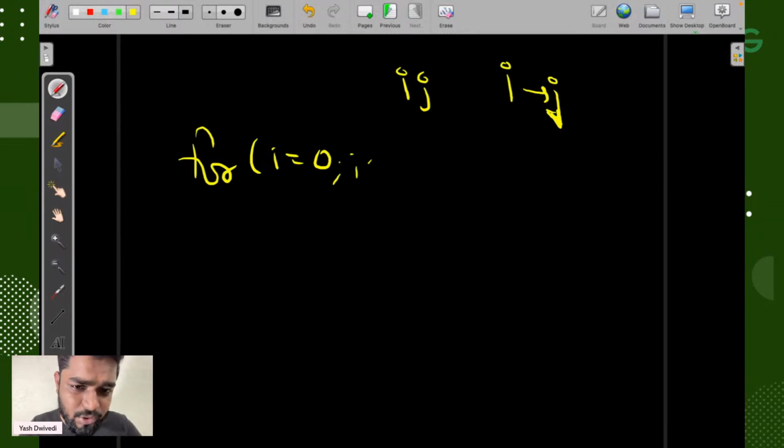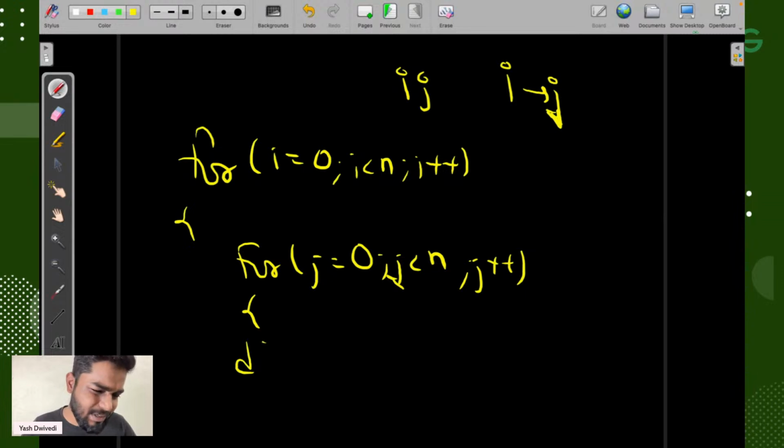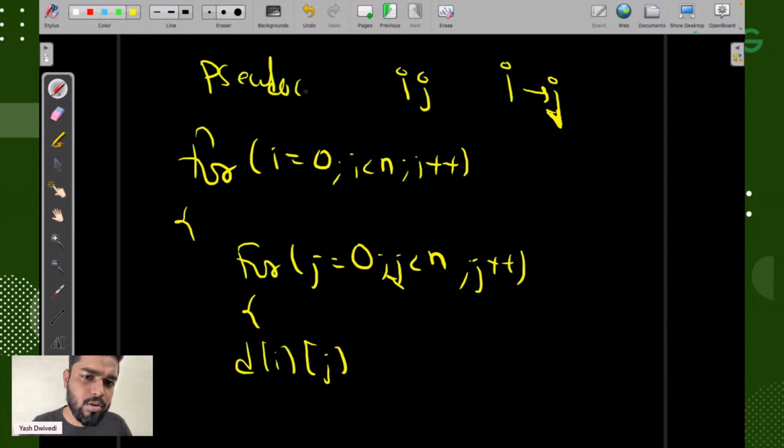So I'll say that i starts from 0, i is lesser than n, and then I'll do an i plus plus. You can say n is the number of vertices basically, and then for j starts from 0, j is lesser than the number of vertices, and then I'll do a j plus plus, right? This is the rough idea, the pseudo code for it.